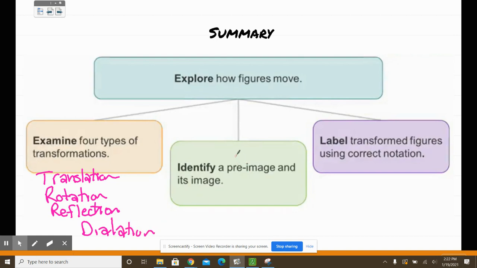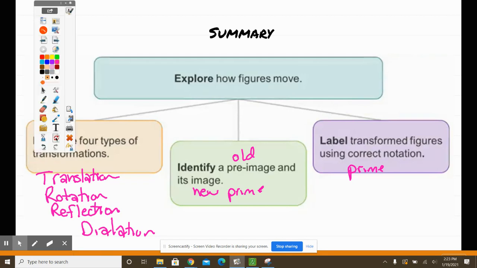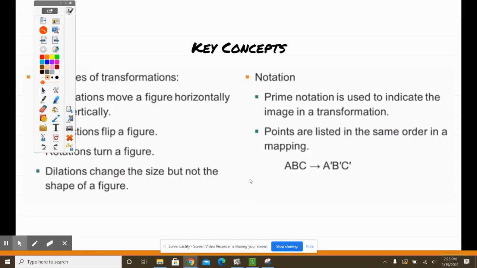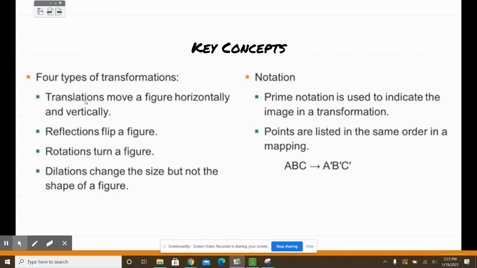Preimage and image. Preimage is the old, image is the new, and we use the prime notation. Old gets no prime, new gets the prime. Okay, so that's what we did when we talked about all of these transformations. Here's more review. There are the 4 types. There's the notation.